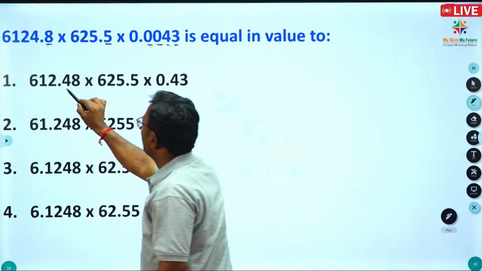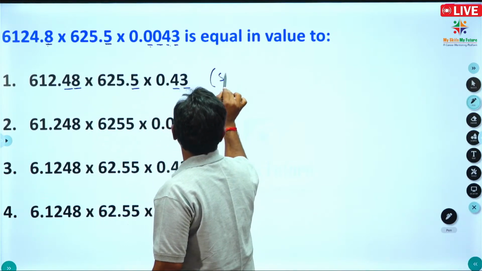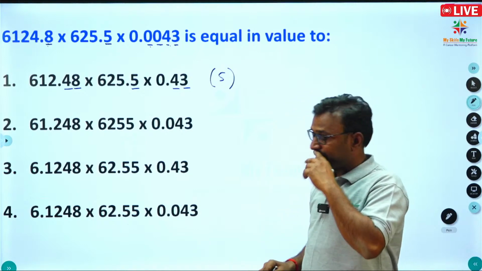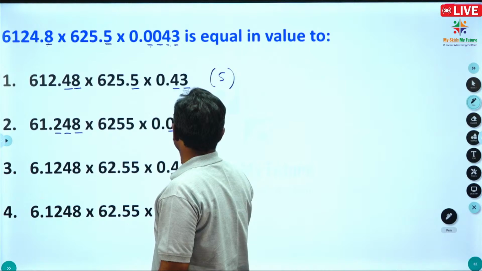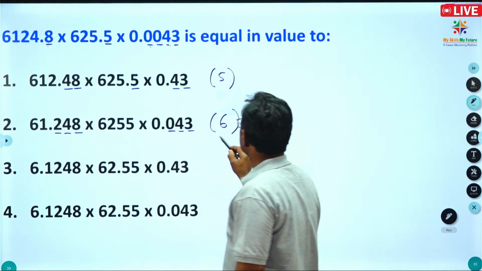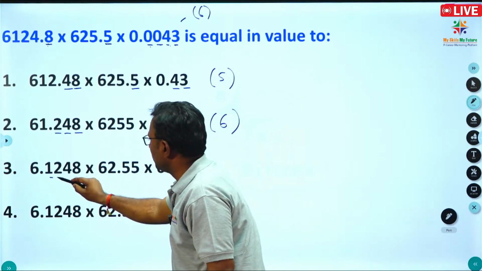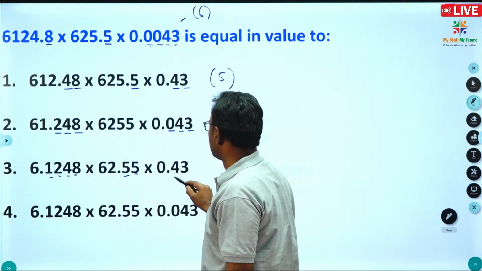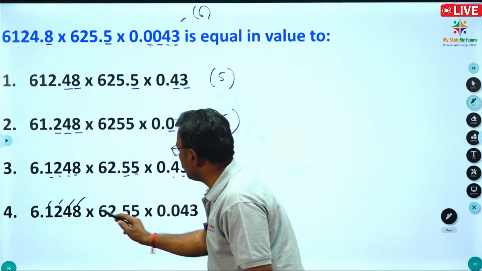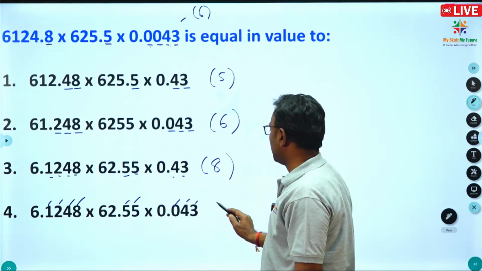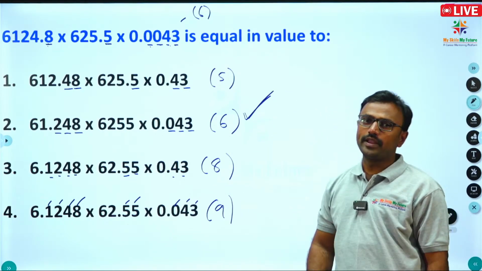If you see here 1, 2, 3, 4, 5, after decimal points we have 5 digits. Okay, here 1, 2, 3, 4, 5, 6. Here we have 6 and here also we have 6. Here 1, 2, 3, 4, 5, 6, 7, 8, here we have 8. Here 1 to 9. So out of 4 options, this is the correct option. Okay, right. Next question.